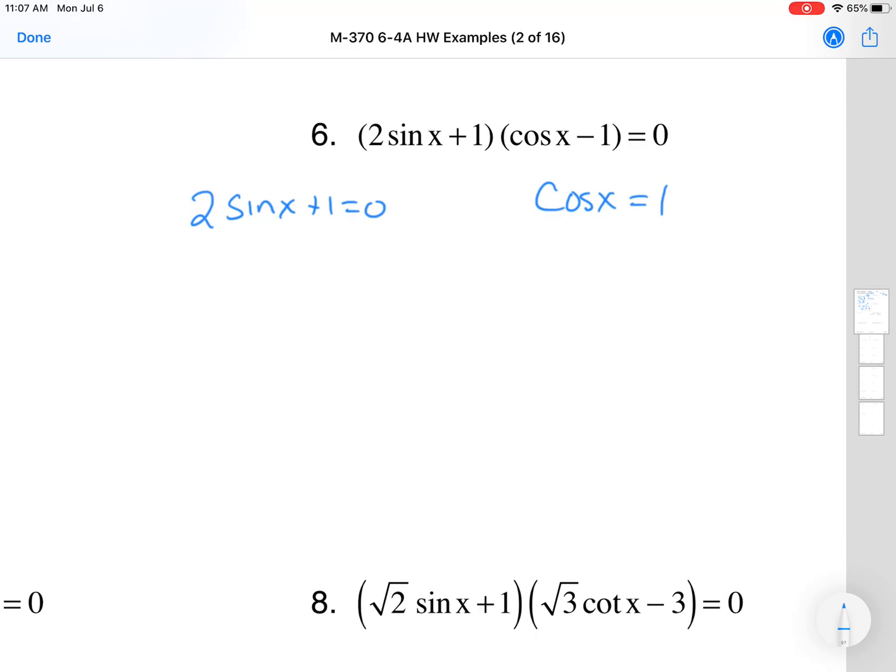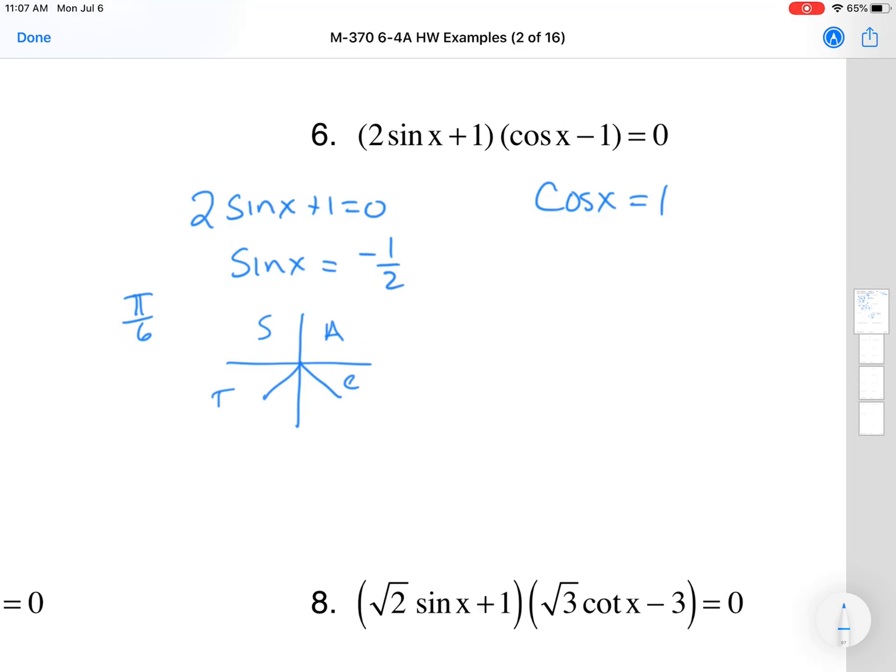Let's work on the first. So I would move over the 1 and it would be negative, and I would divide by 2. Now I have memorized that sine of pi over 6 is 1/2. So it's a pi over 6 reference angle where sine is negative, and sine is negative in the 3rd and 4th quadrant. Right? All students take calculus.